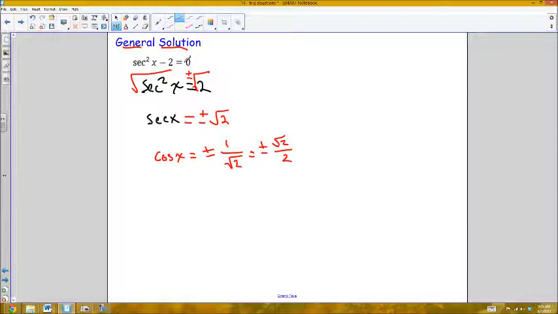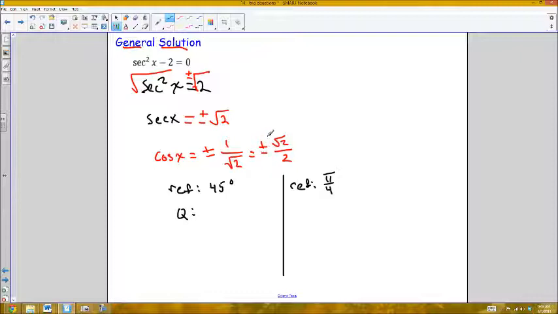I'm going to do them side by side so that you can see how to do it in both situations. If it doesn't specify, you could pick either one. If you wanted to do it in degrees, you could do it in degrees. If you want to do it in radians, you could do it in radians. But whichever you do, I'm going to need my reference angle, which for root 2 over 2 is 45 degrees, or pi over 4 radians. And I'm going to need my quadrants.